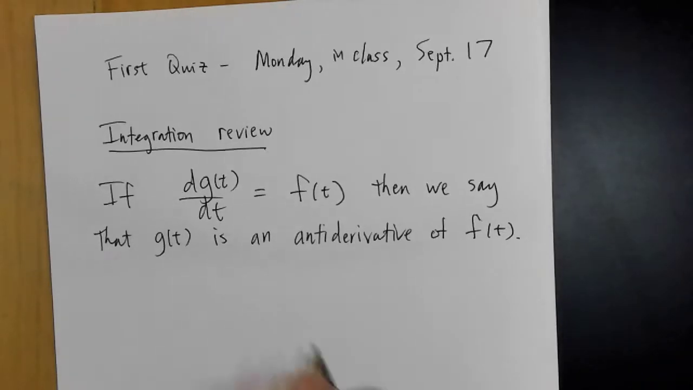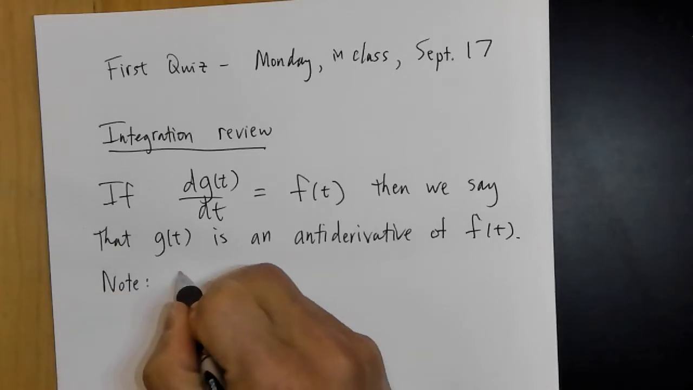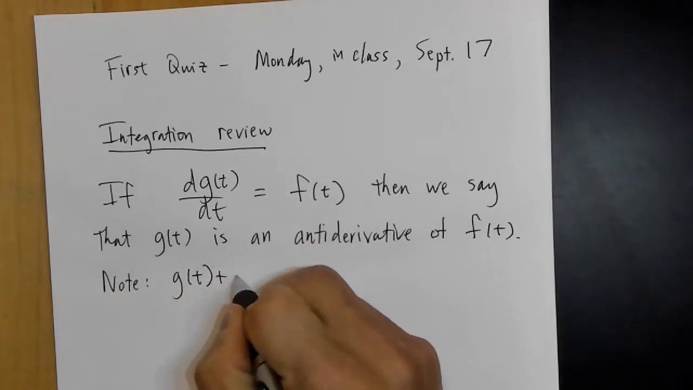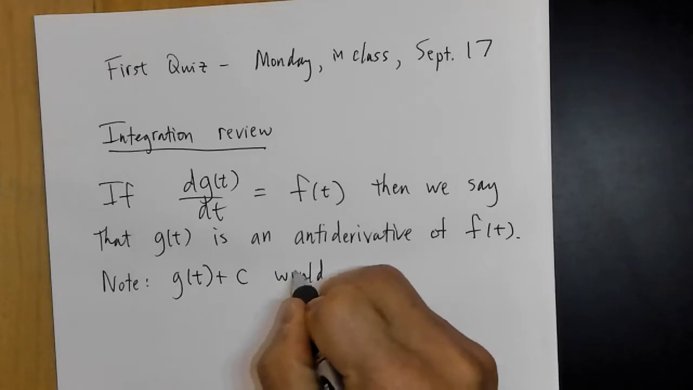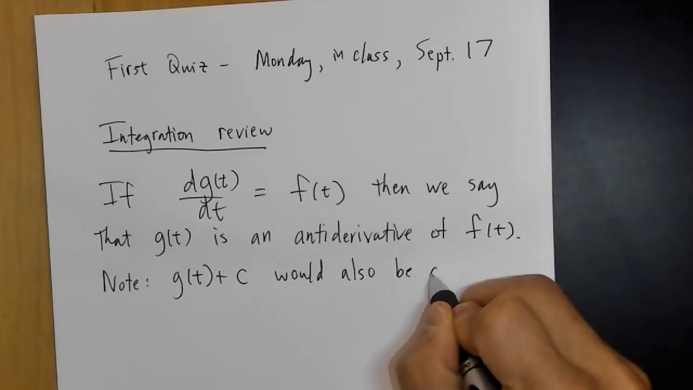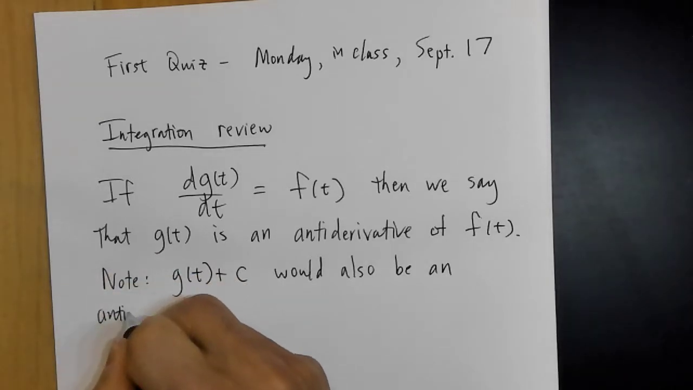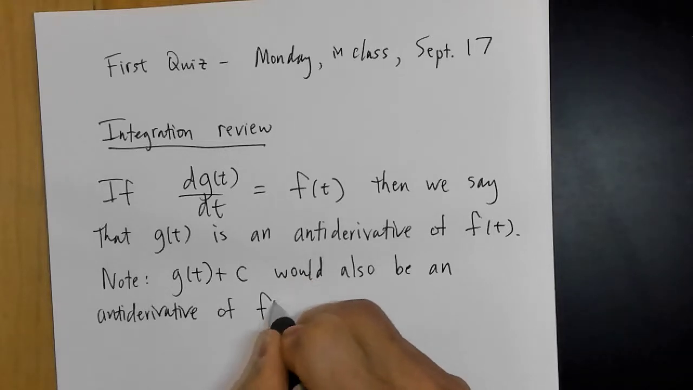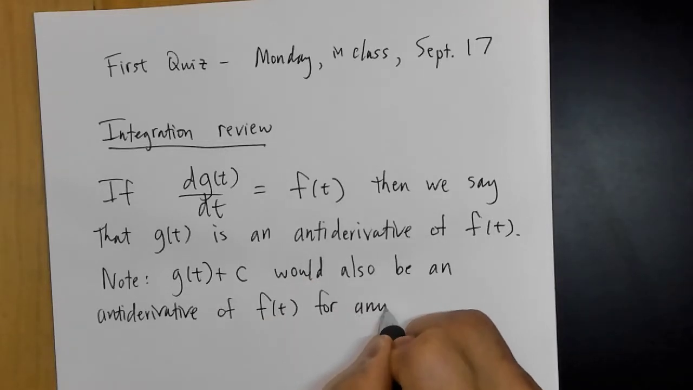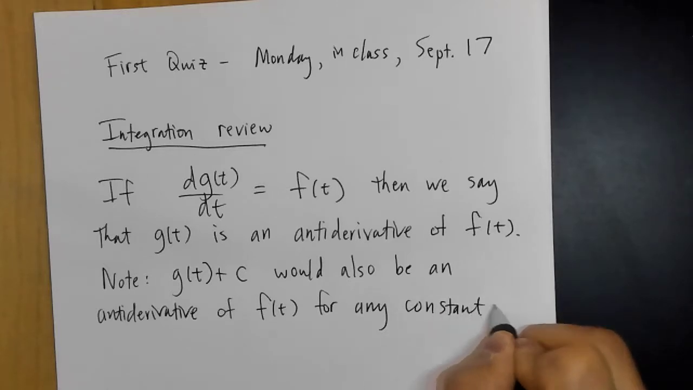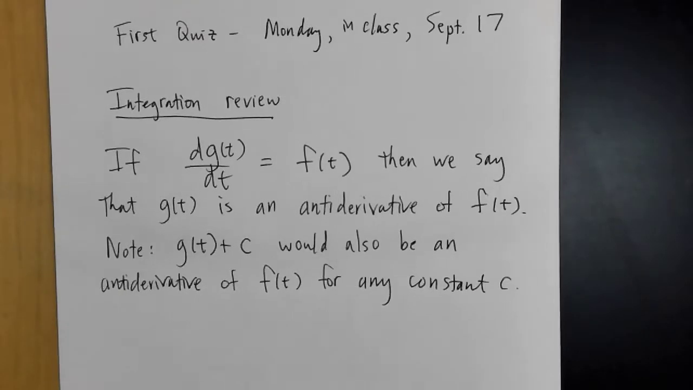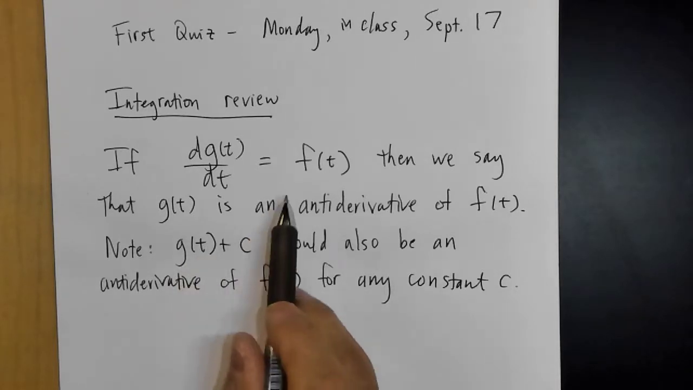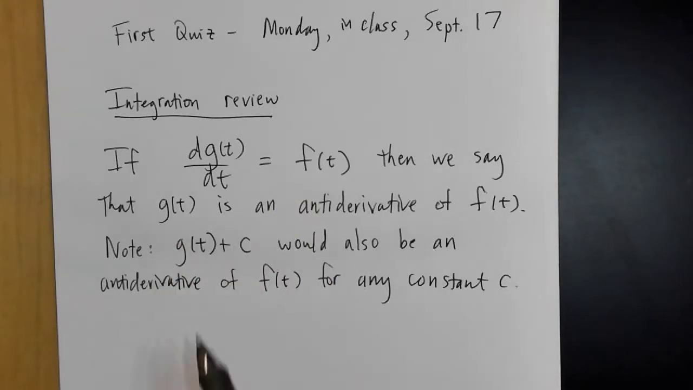Now, one thing I should note, g of t plus c would also be an antiderivative of f for any constant c. Okay, why is that? Because if the derivative of g is equal to f, if I take the derivative of g plus c, it's also equal to f because the derivative of the constant is 0. Make sense?